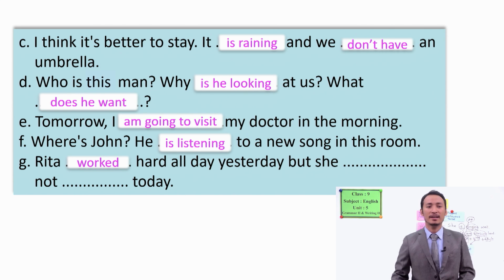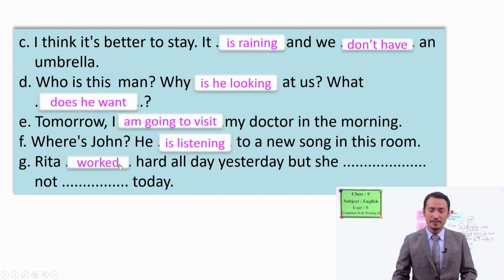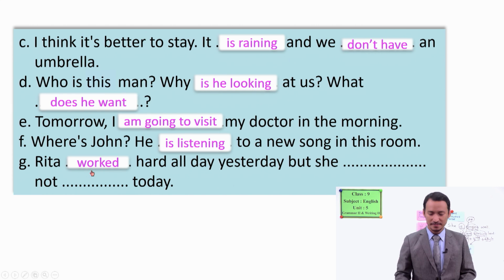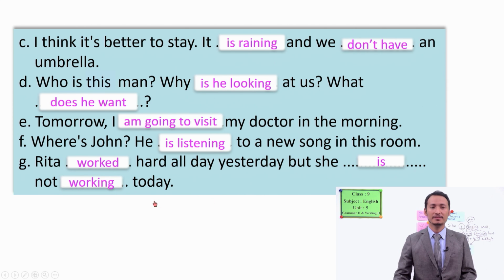And Rita worked hard. Here, we need another verb. Look here. This may be surprising for you. This is verb 2 here. It's not present tense because we have the past time adverb here, yesterday. So when you talk about yesterday or the last day, you use verb 2 here. But see, look here, we have today here, so we can say she is not working today. Rita worked hard all day, but she is not working today.